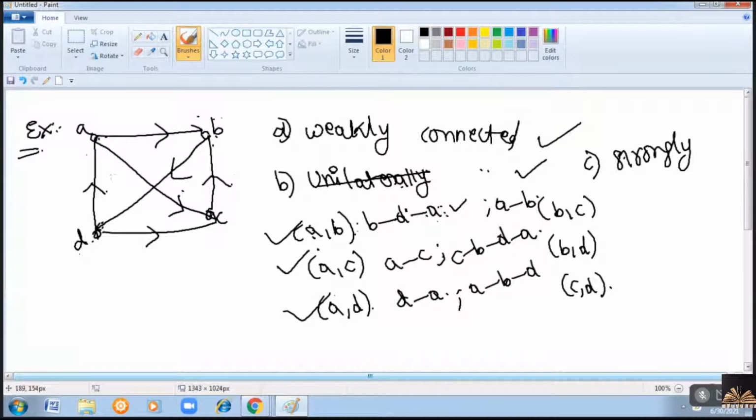Now consider the pair B, C. So C to B is there. Similarly, from B, can I reach C? Yes. B to D, D to C. I can reach C from B. Now the B, D pair. So B to D is an edge. From D, can I reach B? Yes. D to C, C to B.